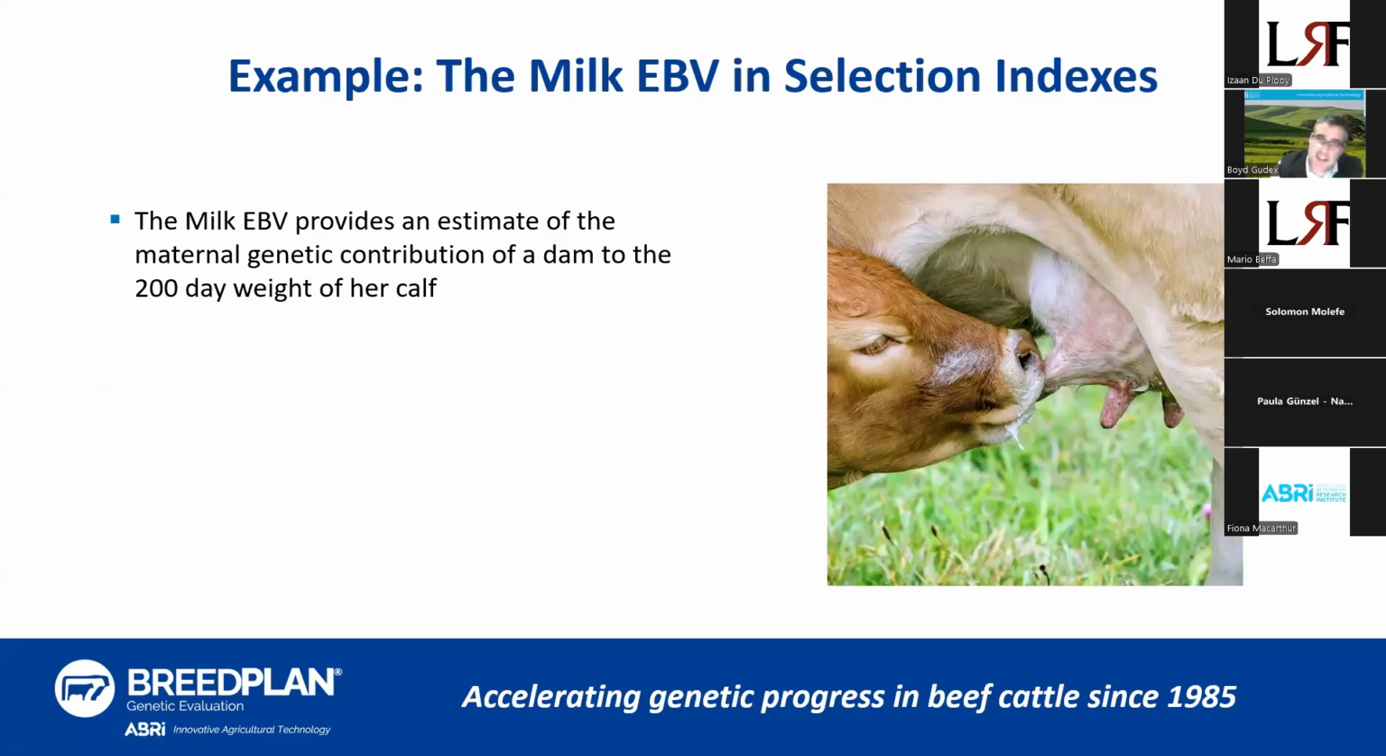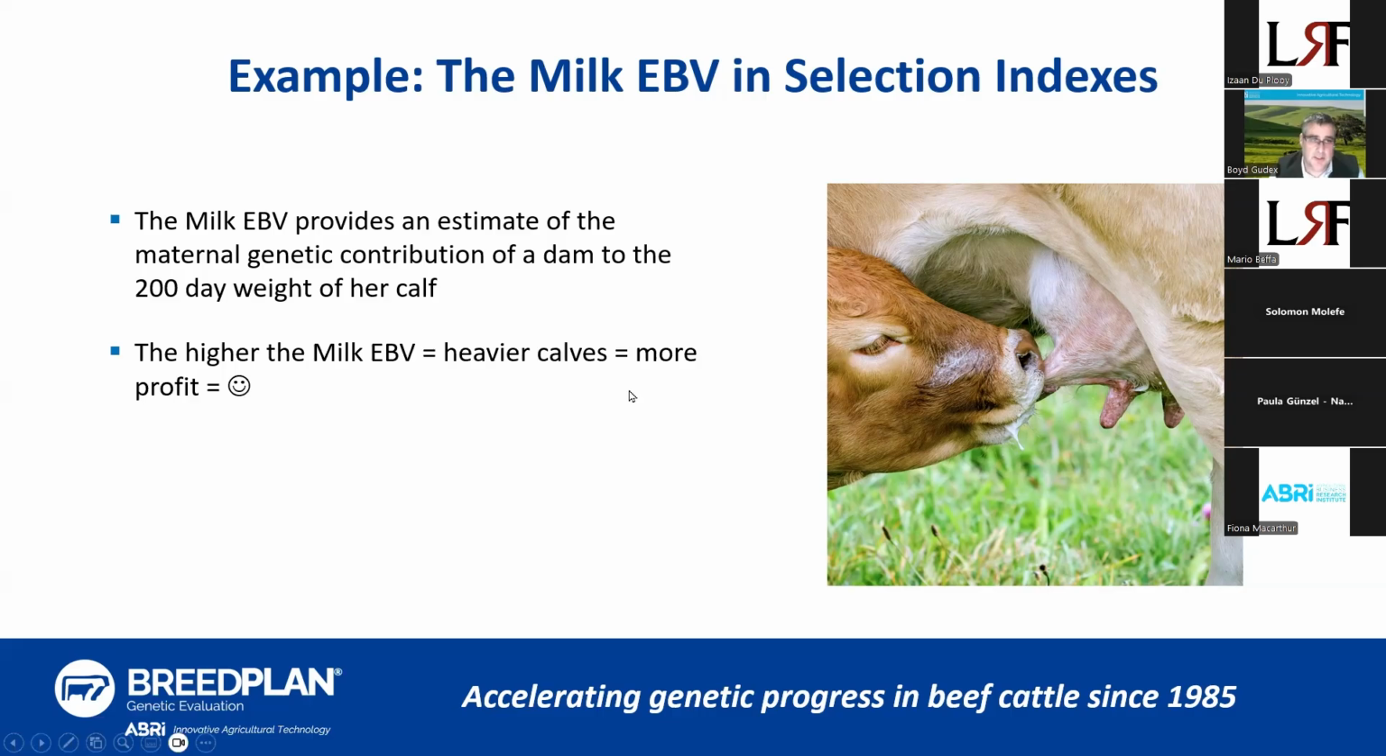Now, I actually wanted to talk about the milk EBV here and how it works in selection indexes. The reason I wanted to do that is it's a good example of some of the considerations that apply to an individual EBV in a selection index. So the milk EBV provides an estimate of the maternal genetic contribution of a dam to the 200-day weight of her calf. So the higher the milk EBV, the heavier your calves, the more profit.